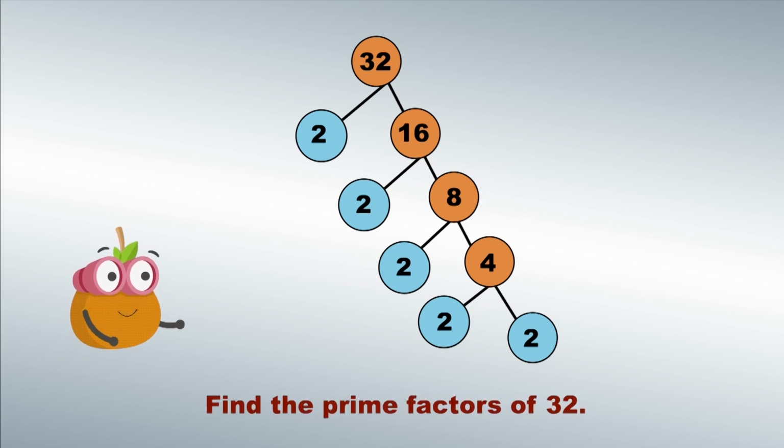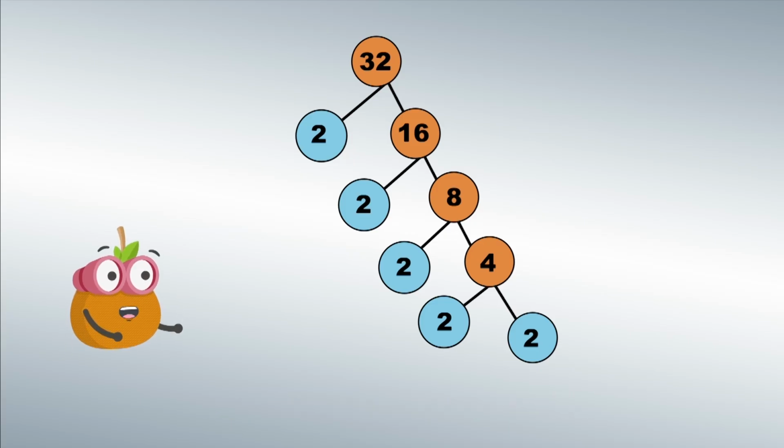Example, find the prime factors of 32. Step 1. Start with the smallest prime factor of 32. The number 32 splits into two branches, one with 2 and the other with 16. Step 2. Next, find the smallest prime factor of 16.